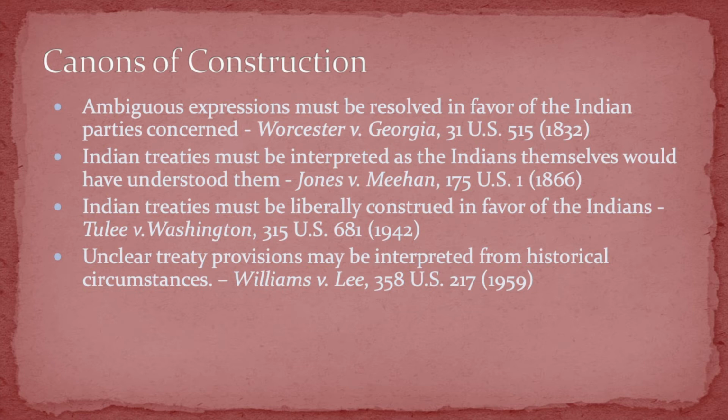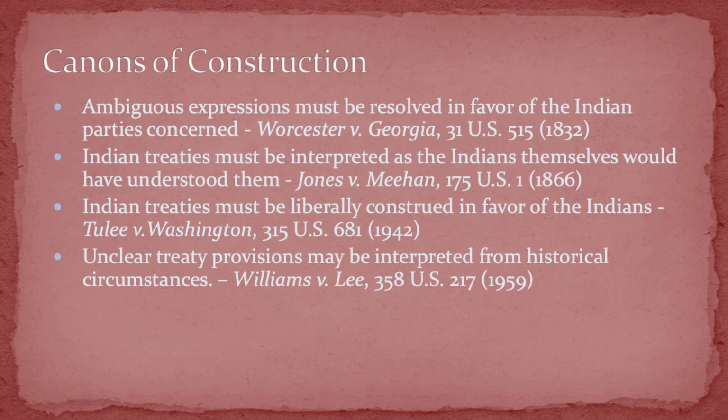That comes from Jones v. Meehan, 1866. And you can see that these things start to evolve and you start getting more canons as time goes on. And I can tell you that there are Indian law scholars out there right now who think that there are other canons that are not so favorable to Indian tribes that are actually in play. But here the third canon is Indian treaties must be liberally construed in favor of the Indians. So up to this point, everything sounds really, really good, right? Unclear treaty provisions, which is the first one, may be interpreted from historical circumstances.